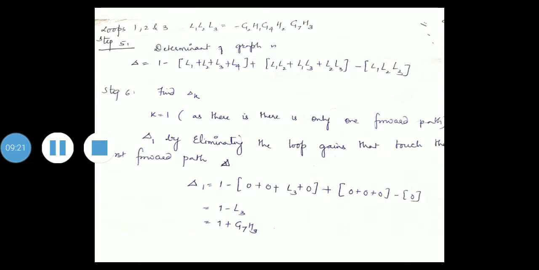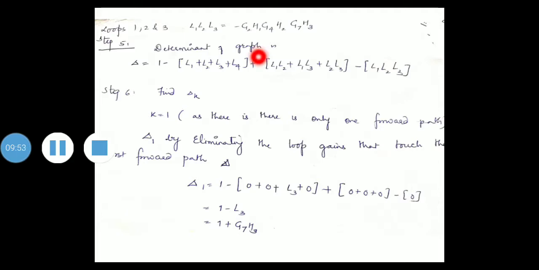Step 6: find delta K. As there is only one forward path, K is 1. When K is 1, delta K becomes delta 1. How to find delta 1? Delta 1 is found by eliminating the loop gains touching the first forward path. So delta 1 is 1 minus (0 plus 0 plus L3 plus 0 plus 0 plus 0 plus 0 minus 0).